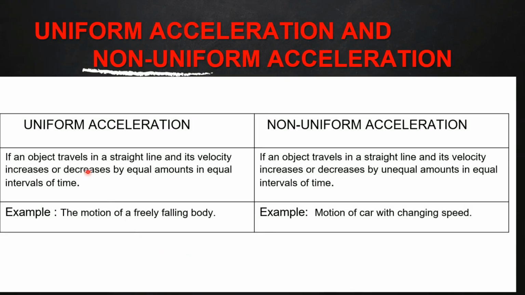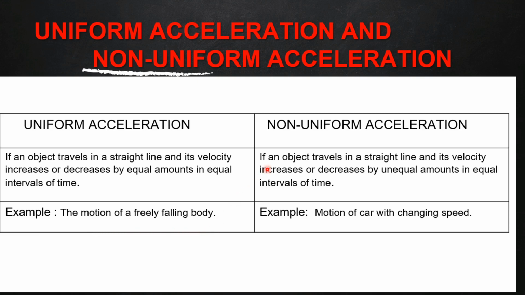Now our next topic is uniform acceleration and non-uniform acceleration. Let us compare uniform acceleration with non-uniform acceleration. If an object travels in a straight line and its velocity increases or decreases by equal amount in equal interval of time, then it will be uniform acceleration. That means velocity is increasing or decreasing by equal amount. The example of this is motion of a freely falling body.